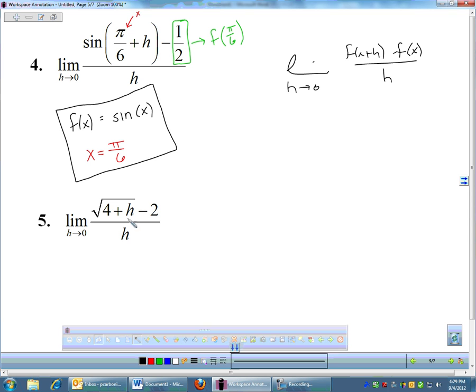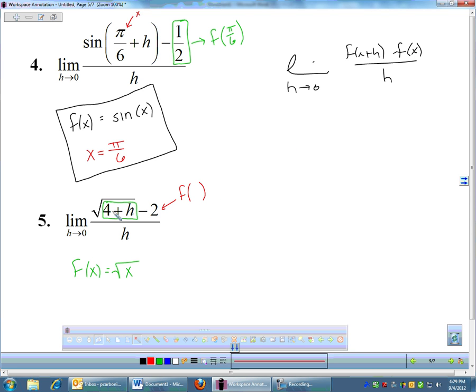H is approaching 0. I see the square root of some stuff. I see square root of stuff. So I'm thinking that square root of stuff is my function. So my function is most likely square root of x. And then this thing is f of whatever I think my value is.